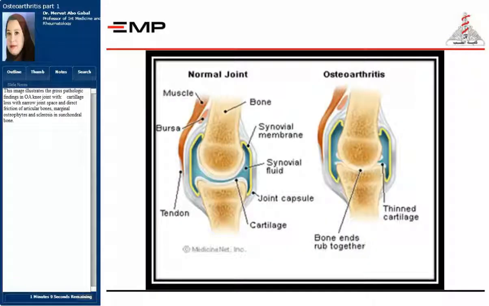This image illustrates the gross pathologic findings in osteoarthritic knee joint with cartilage loss with narrow joint space and direct friction of articular bone, marginal osteophytes, and sclerosis in subchondral bone.